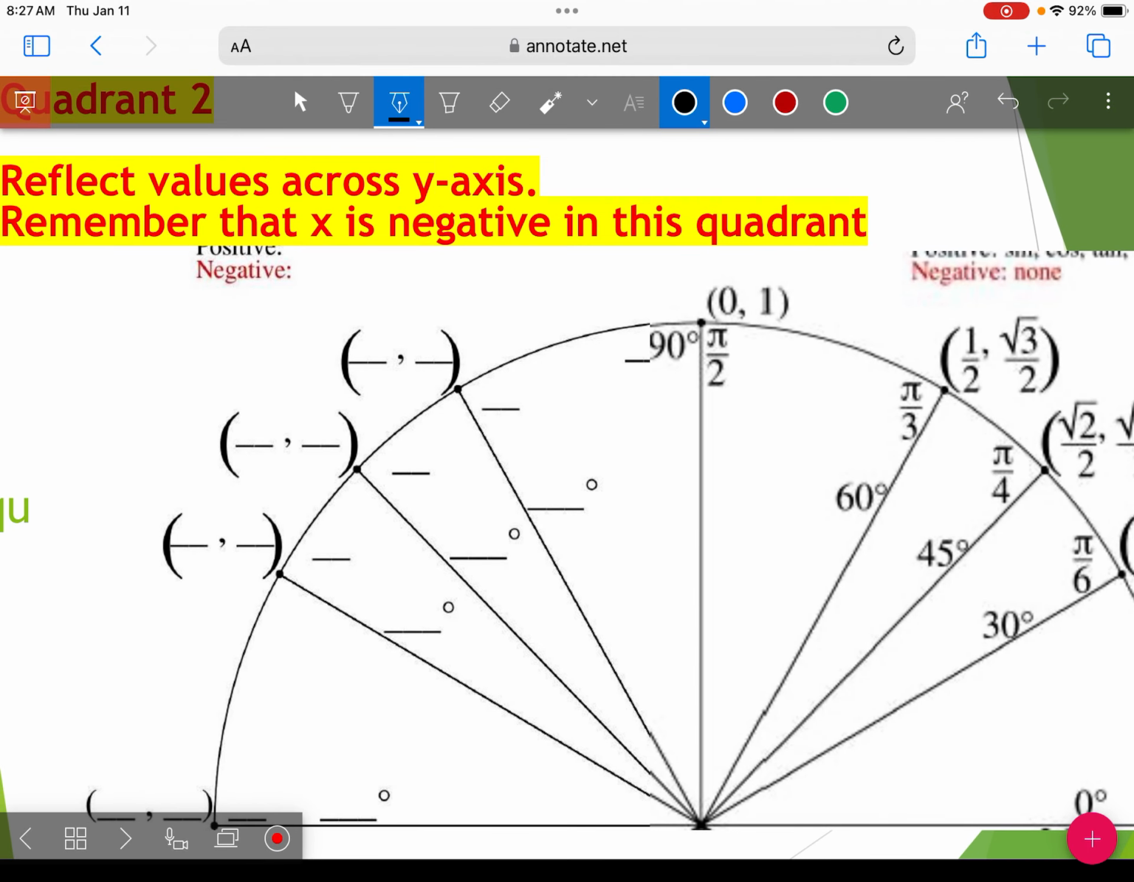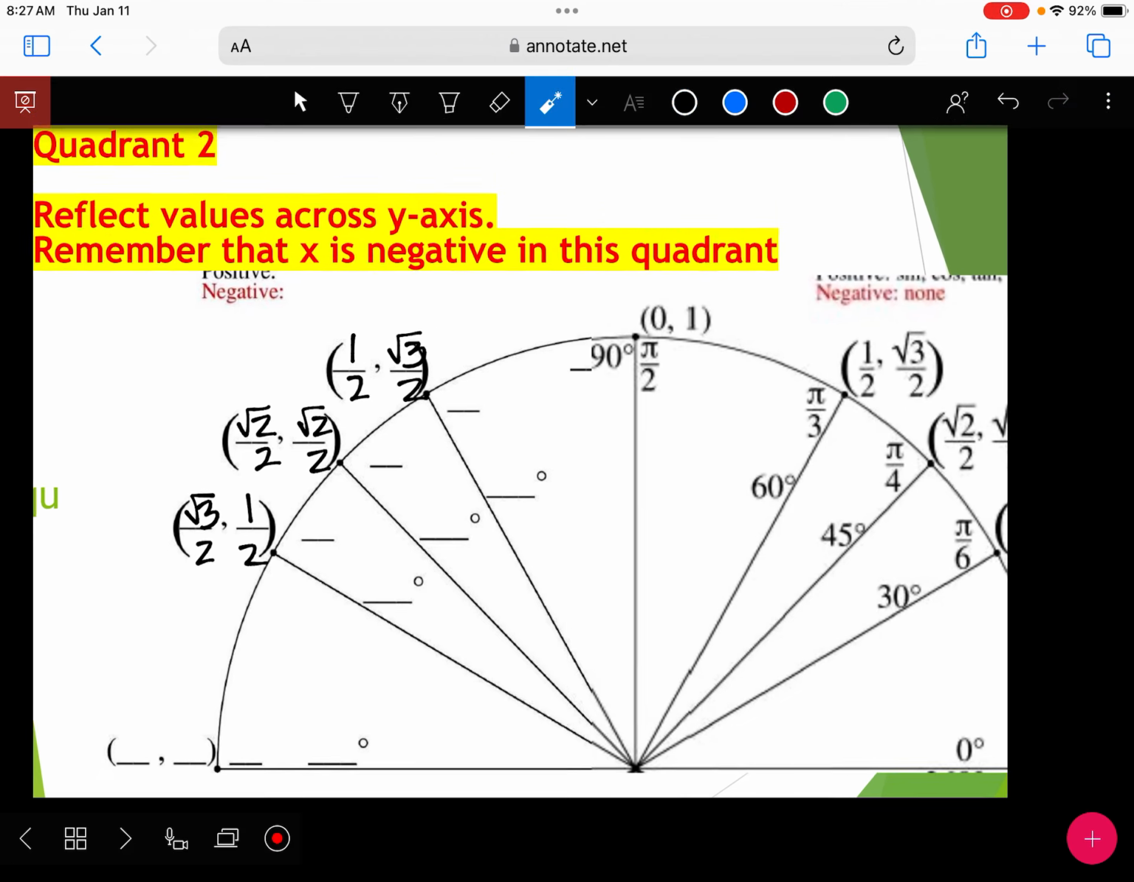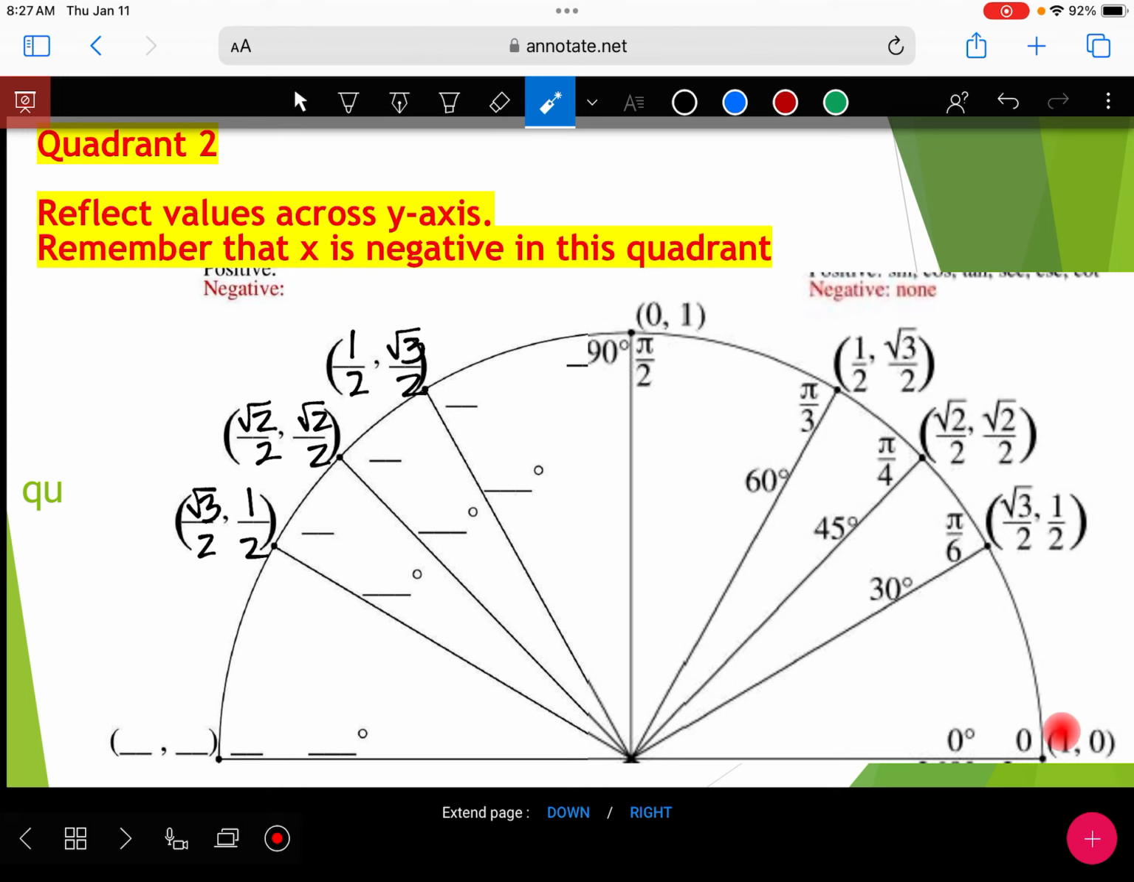So in this first one, I have my 1/2, my √3/2. And then I have my √2/2, my √2/2. And then I have my √3/2 and my 1/2. And then what do you think this point, this (1, 0), is going to do? It's going to reflect over.